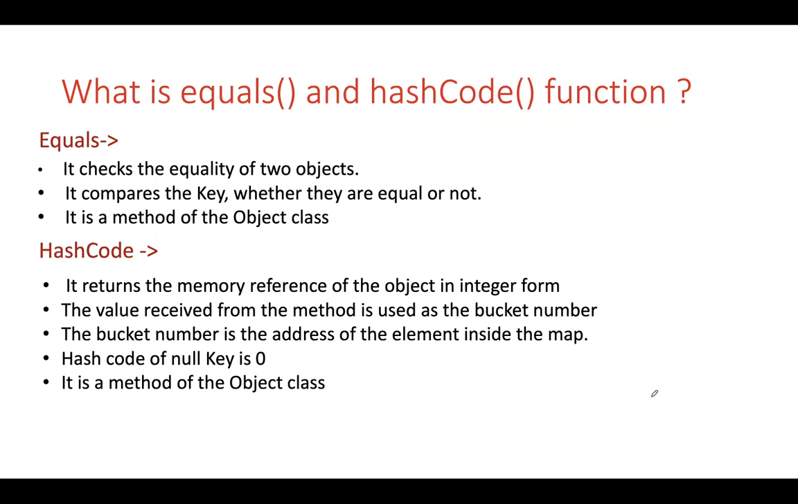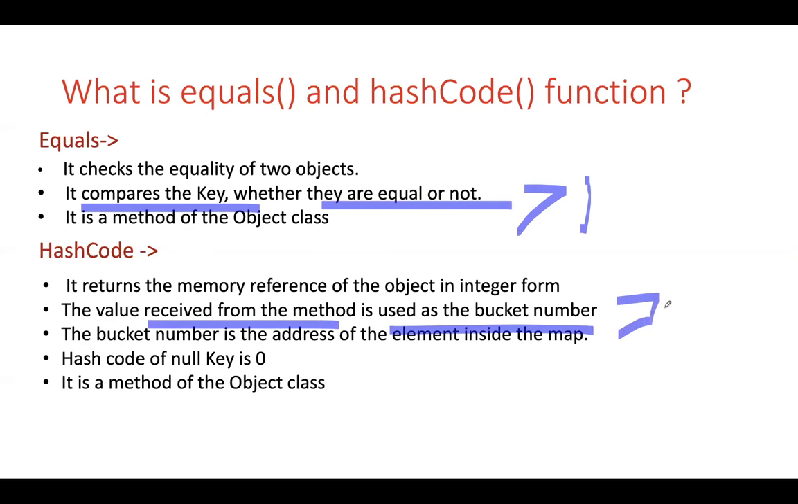HashMap uses the equals and hashCode functions. So what is equals? Equals checks the equality of two objects, and it compares the keys whether they are equal or not. To overcome collisions, this functionality is used. And what is hashCode? HashCode returns the memory reference of the object in integer form. The value received from the method is used as a bucket number. We'll see in a further slide what a bucket is in the HashMap. For now, just consider that the hashCode of the null key is 0.